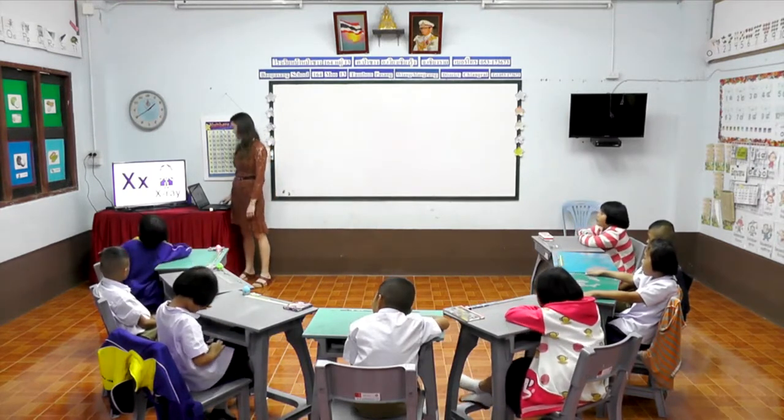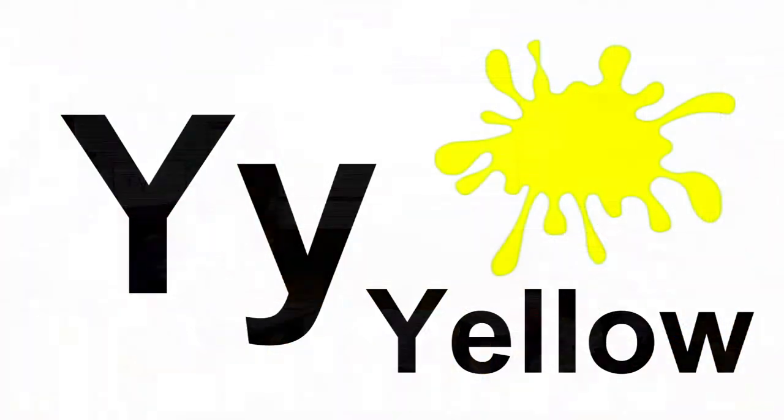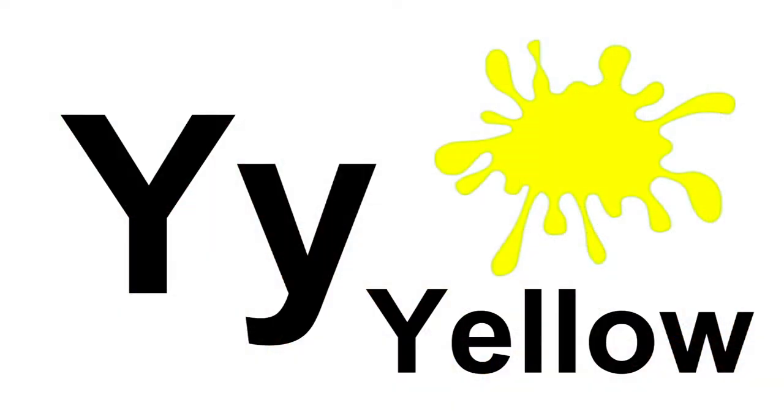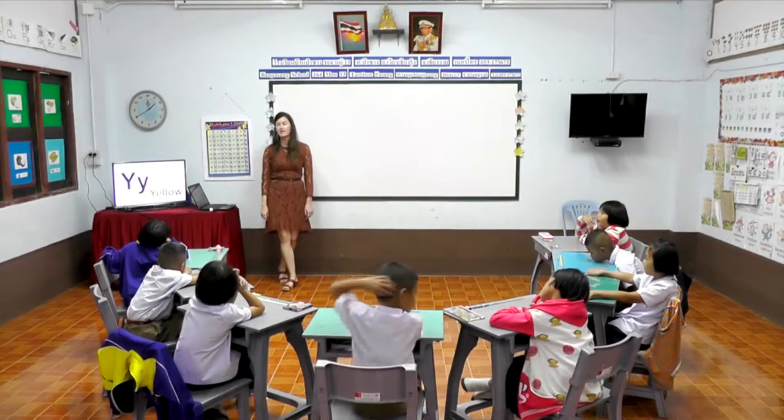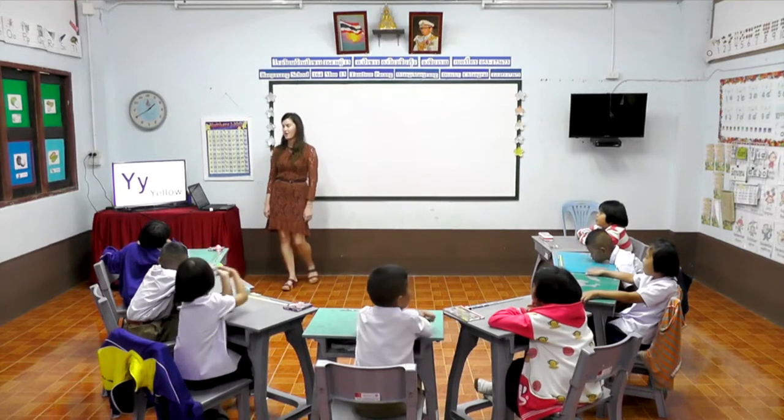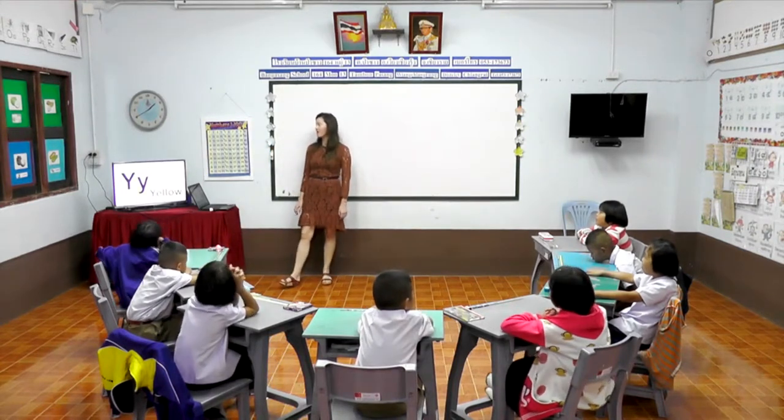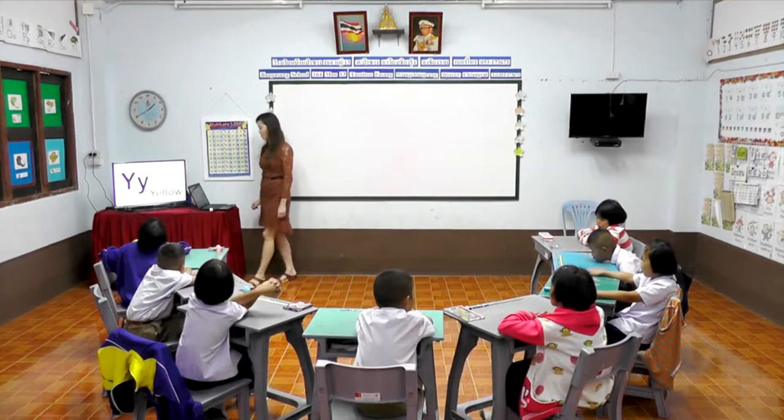What letter comes after X? Y. Y comes after X. Y is for yellow. Y is for yellow. Yeah, yeah, yellow. Y is for yellow. Yeah, yeah, yellow. Great job.